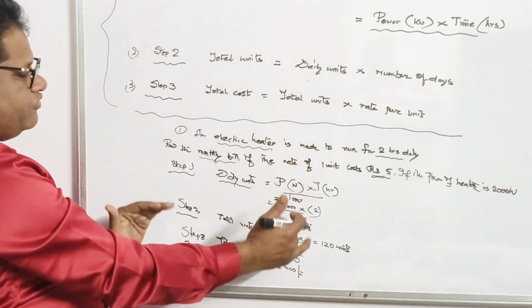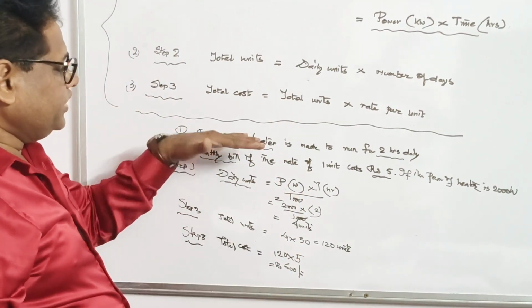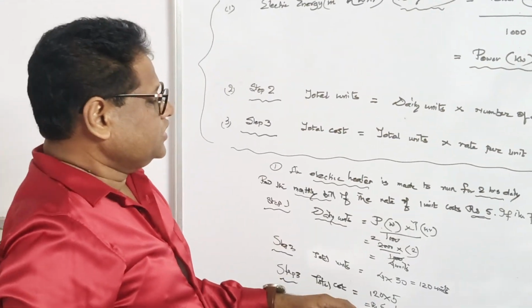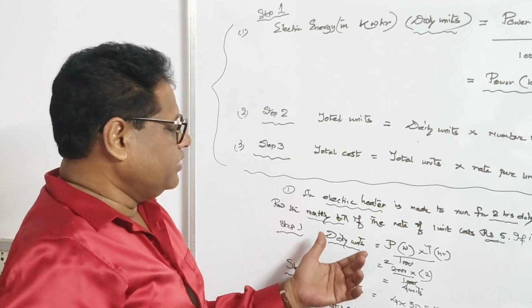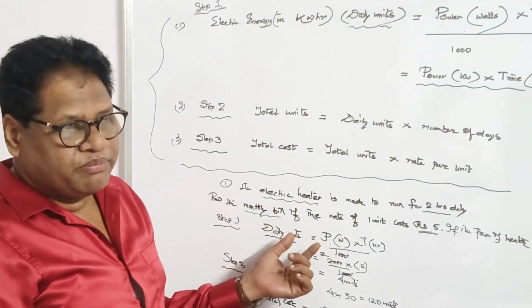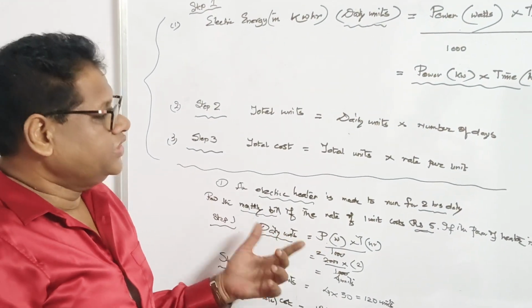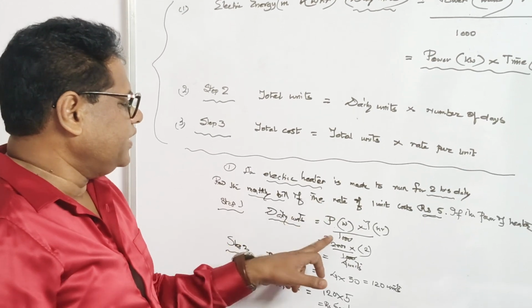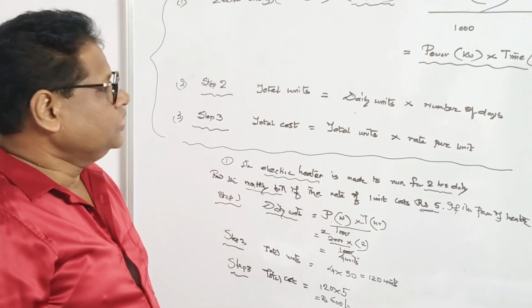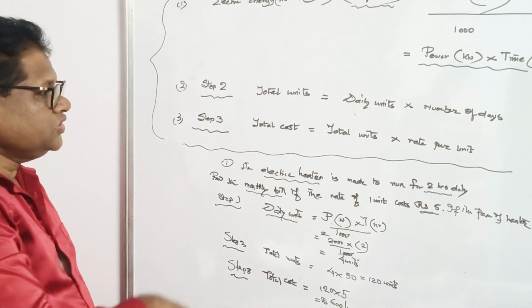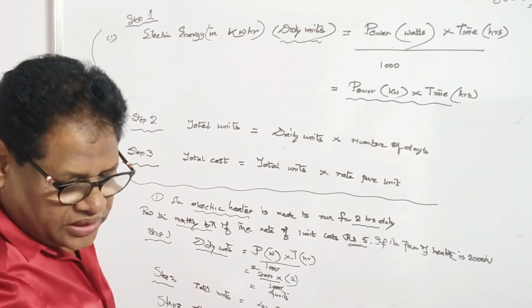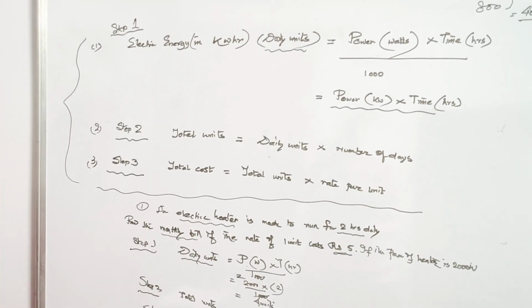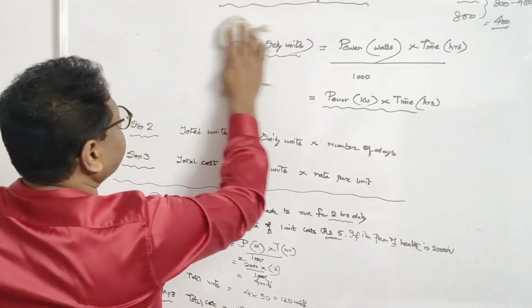So these are the 3-step working, but not always will you be given it like this. Suppose the power is not given, and you are given the resistance and the current passing through the heater, then what to do? Then you have to calculate the power. So these are the steps for bill calculation. Now a little bit complicated question I am giving you.